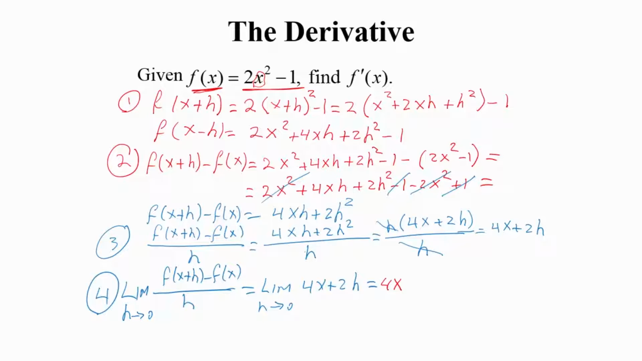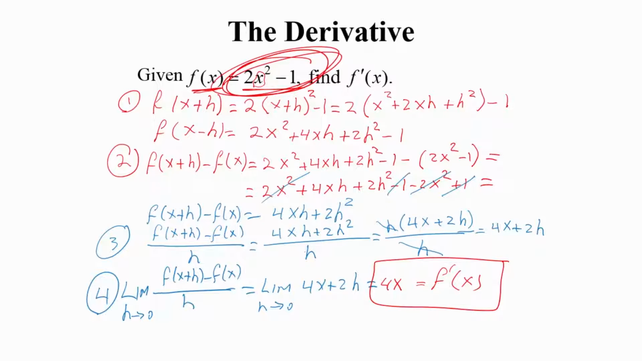But when h is driven to 0, 2 times h, as h gets smaller and smaller, twice that smaller number would be driven towards 0. So the 2h would be driven to 0. So the limit of this would be only 4x. And this, by the way, is the f prime of x. Okay? So the derivative of this function up here would be equal to 4x.